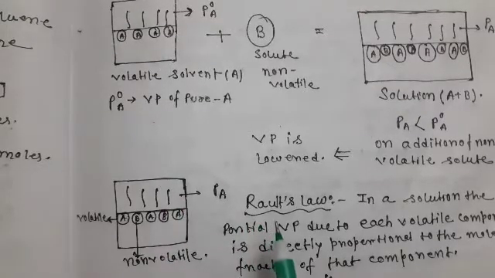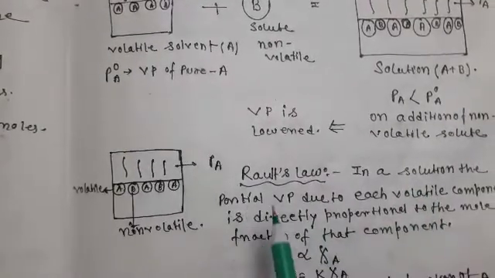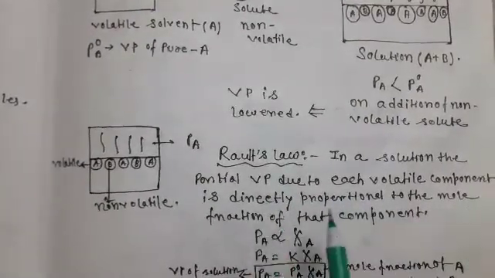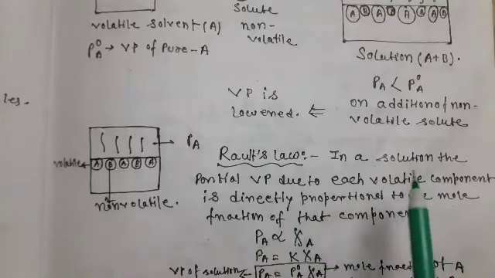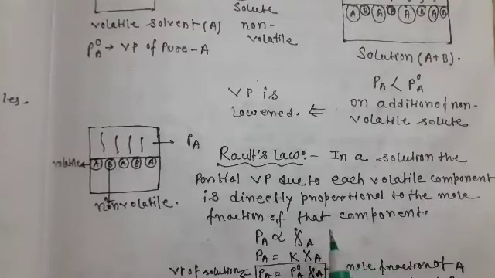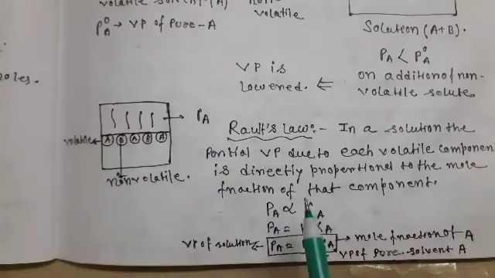Now we apply Raoult's law. What is Raoult's law? In a solution, the partial vapor pressure due to each volatile component is directly proportional to the mole fraction of that component. That means the vapor pressure of each volatile component is directly proportional to that component's mole fraction. That means we can write the partial pressure of A is directly proportional to the mole fraction of A.